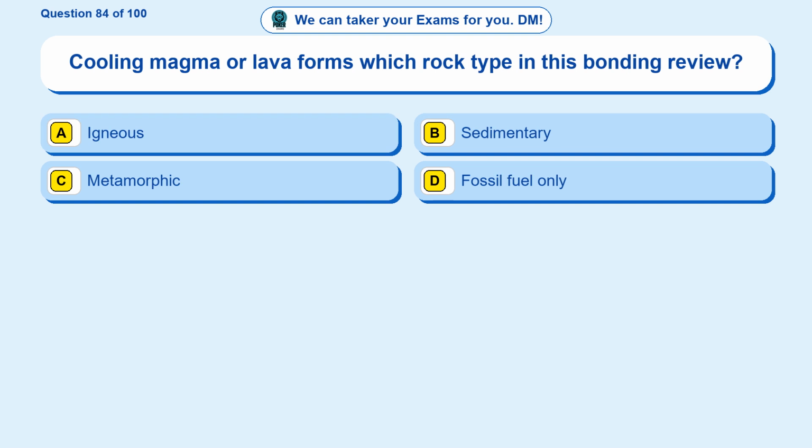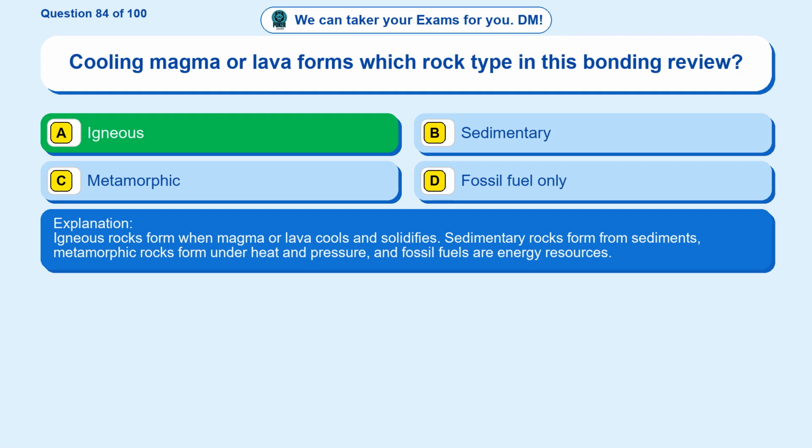Question 84. Cooling magma or lava forms which rock type in this bonding review? Option A, igneous. Option B, sedimentary. Option C, metamorphic. Option D, fossil fuel only. The correct answer is option A, igneous. Igneous rocks form when magma or lava cools and solidifies. Sedimentary rocks form from sediments, metamorphic rocks form under heat and pressure, and fossil fuels are energy resources.